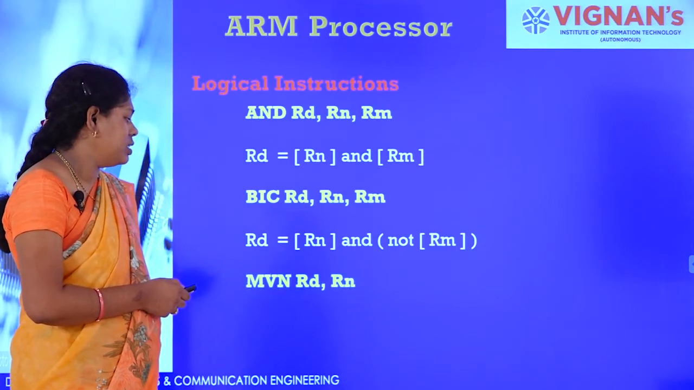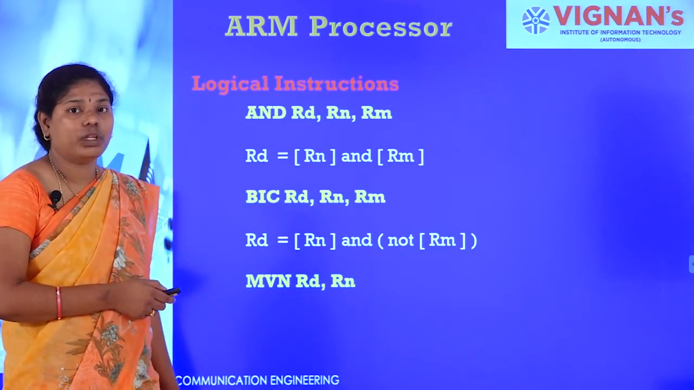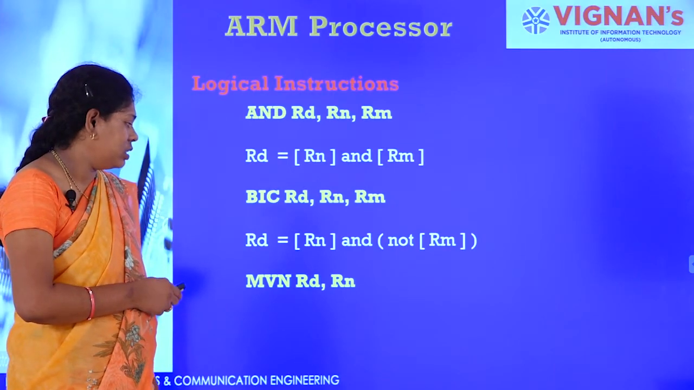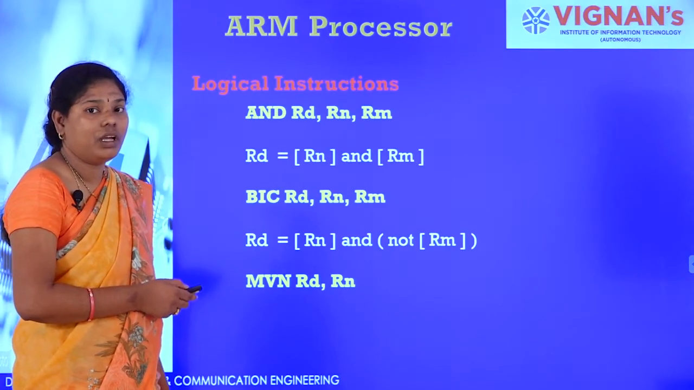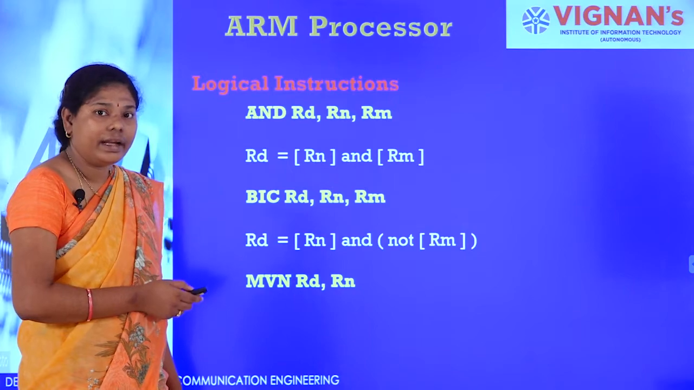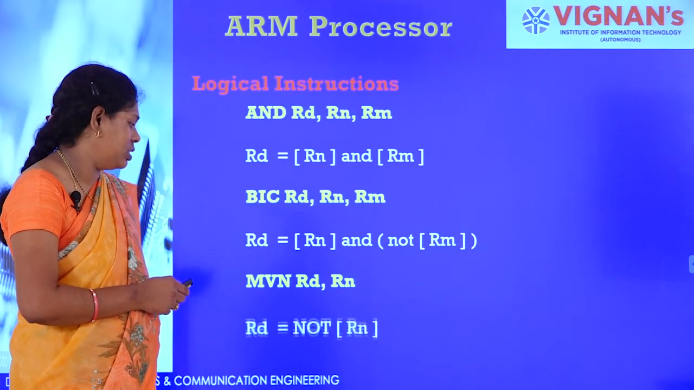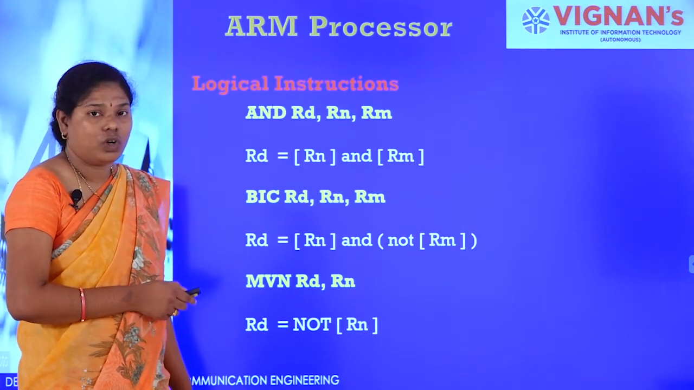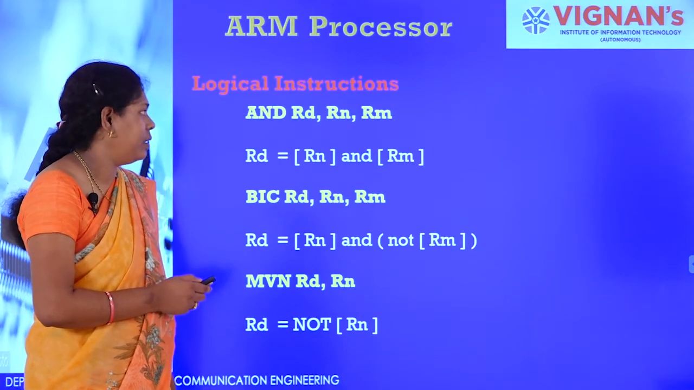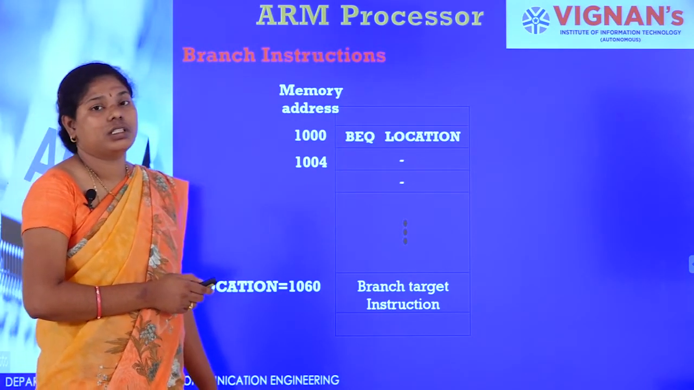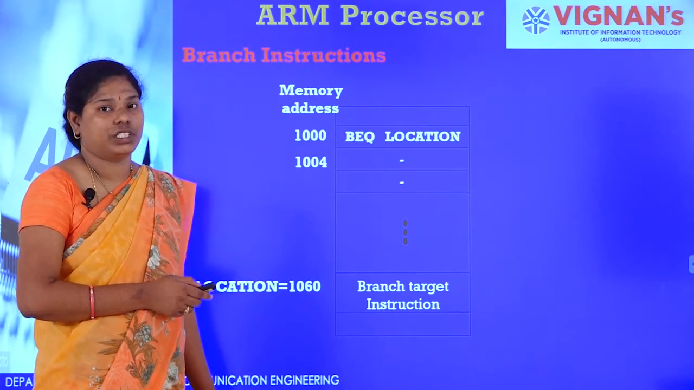The next thing is MVN. MVN is move negative. Okay, here there is a destination and a source. The source will be complemented and copied to the destination register, that is Rd equals NOT Rn. These are the logical instructions. The next thing is branch instructions.